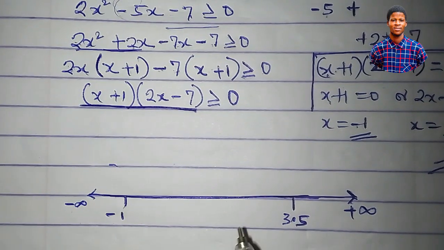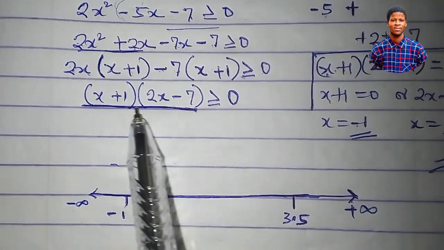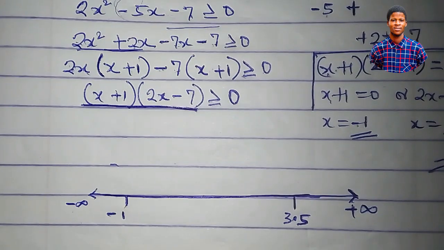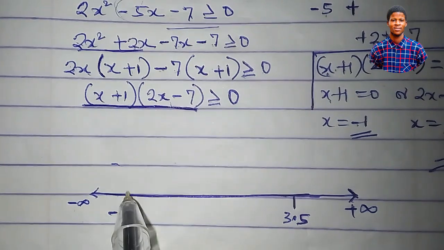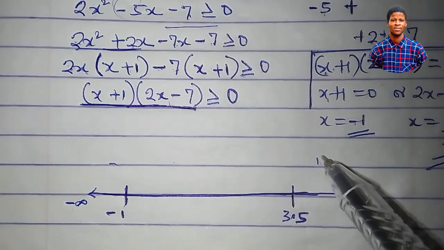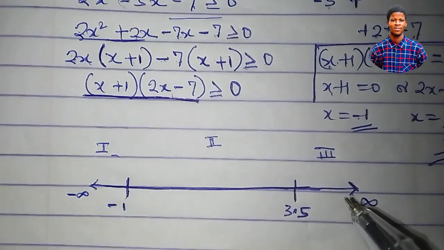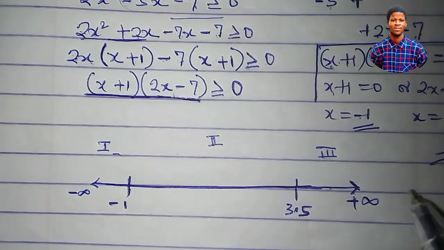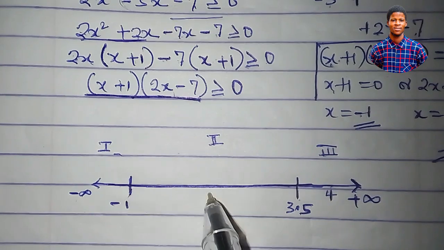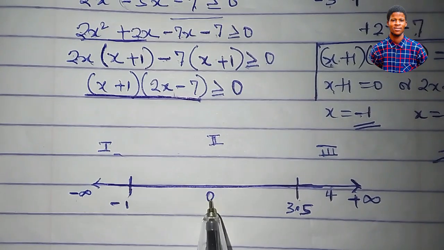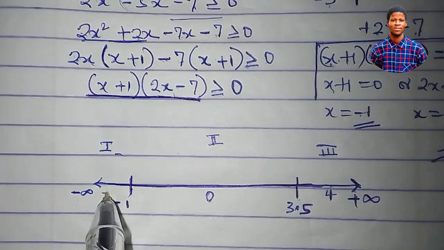Good. Now, the inequality says greater than or equal to 0. What this means is that the left hand side can either be 0 or a number greater than 0. And it is only positive numbers that are greater than 0. Okay? So if we share this number line into three regions, like we did earlier, region 3, region 2, region 1, let's choose values in these regions. I have 3.5, 4, 5, 6, 7. So I can choose 4 here. Between minus 1 and 3.5, I can choose 0. And between negative infinity and minus 1, I can choose minus 2.